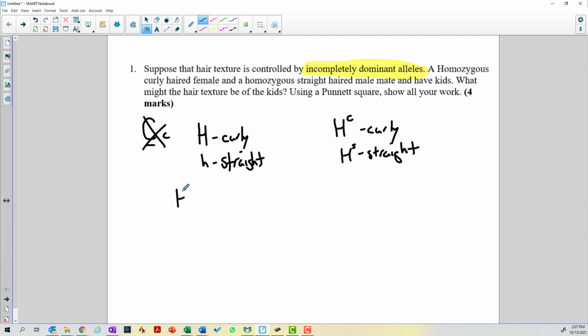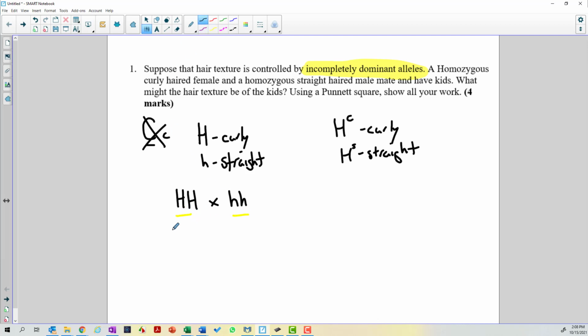Now, if I'm mating a person that is homozygous curly with a person that is homozygous straight, this is a red herring. Let's see this right here, female and male. That doesn't matter. That's irrelevant to the question. You don't care about that. That has no bearing on the question. Some students get a little confused with that. Anyway, so here is my curly and here is my straight hair.